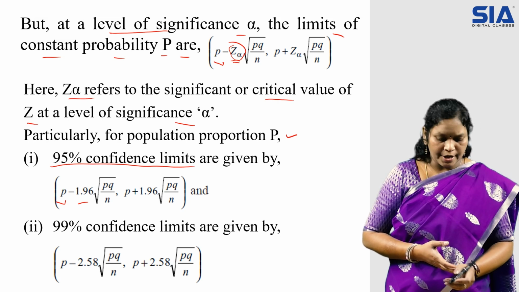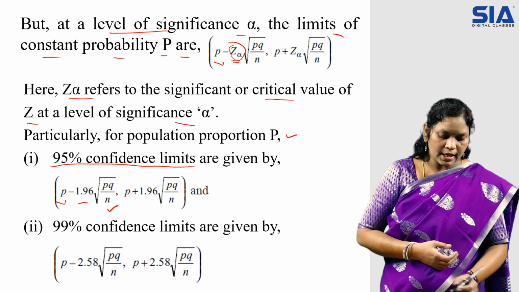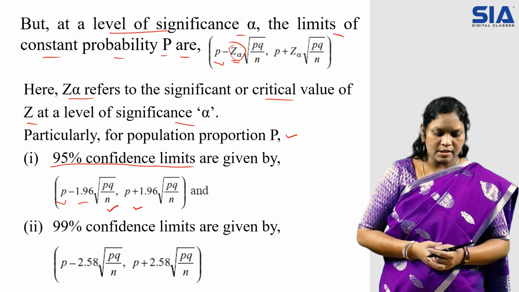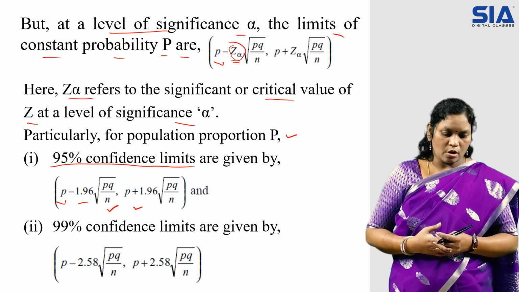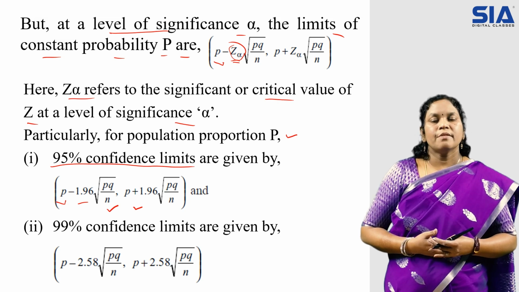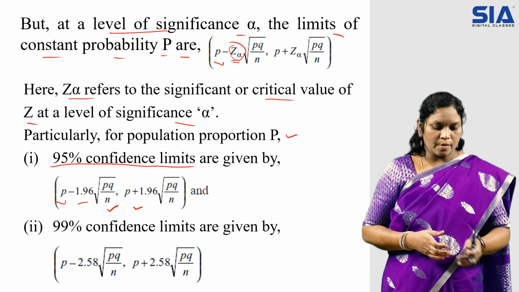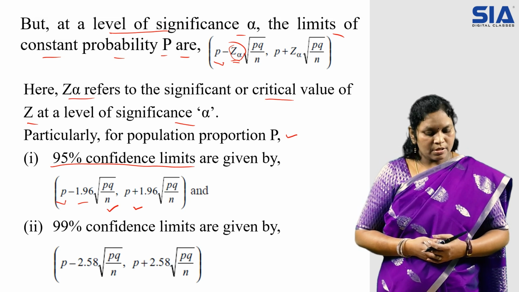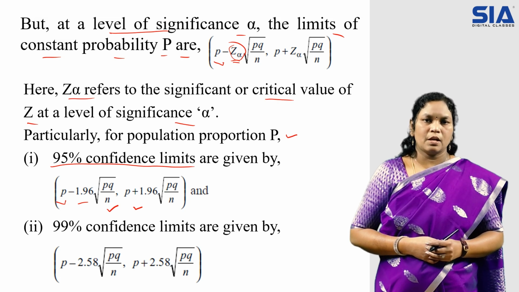So I have substituted here. The leftover formula remains the same, root over PQ by N. The lower limit is P minus 1.96 root over PQ by N and the upper limit is P plus 1.96 root over PQ by N, which will be the 95% confidence limits. So whenever the question asks for confidence limits, this formula we have to utilize if it is for 95%. Now similarly, let us check how the formula will change for 99%.